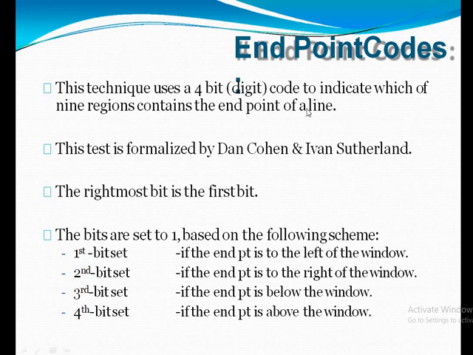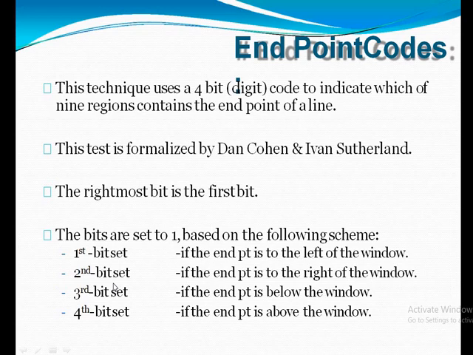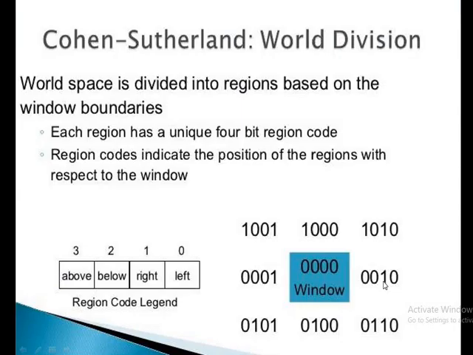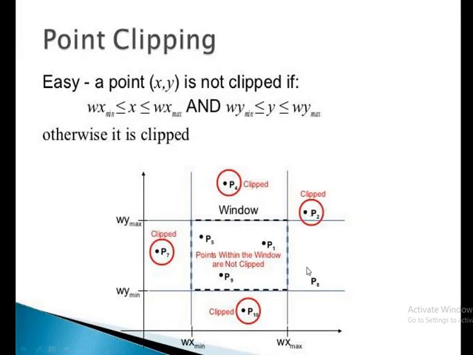The rightmost bit is the first bit, as we will see the convention on how to remember it in the subsequent part. It is a 4-digit or 4-bit code. The bits are set to 1 based on the following scheme. The first bit is set if the endpoint is to the left of the window. The second bit is set if the endpoint is to the right of the window, so if the point is towards the right of the window, it is set to 1.